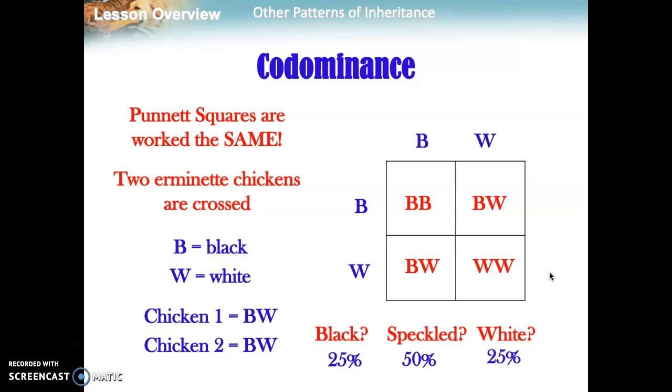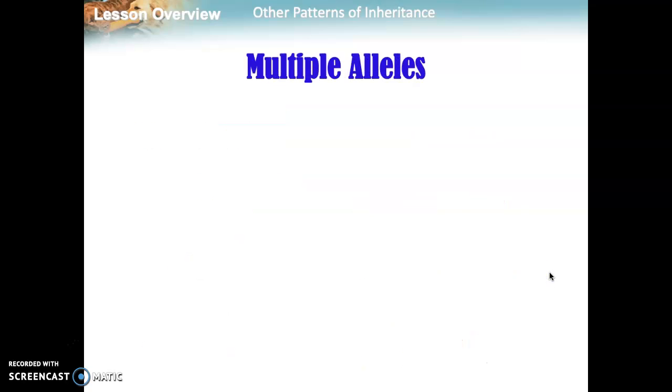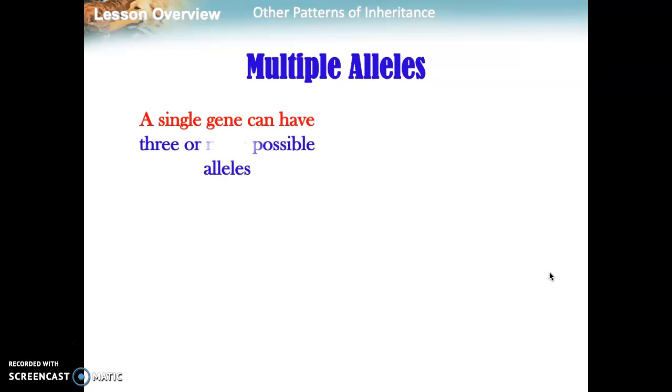So now we have covered incomplete dominance and codominance. We are now going to move on to what is called multiple alleles. So, what happens in multiple alleles? A single gene can have 3 or more possible different alleles. One we're going to work with today is blood typing. It has 3 different alleles that we will work with. That's probably the simplest one to understand.